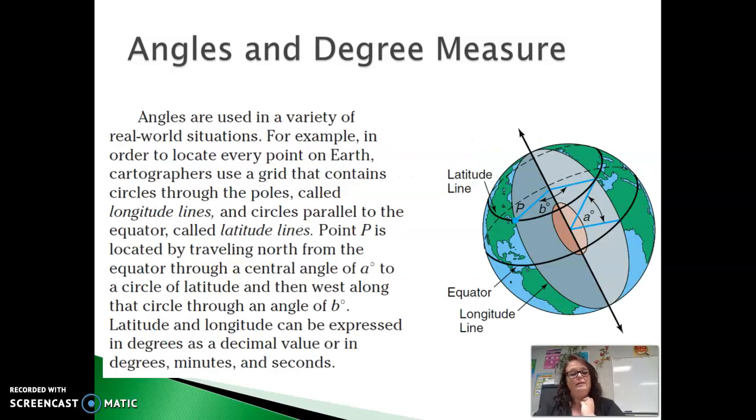So minutes and seconds are used a lot in sailing. You'll see things talked about with longitude and latitude. So if you want to pause the video, you can read this, but it's not a huge deal, but when they talk about maritime sailing and things like that, they do use minutes and seconds.